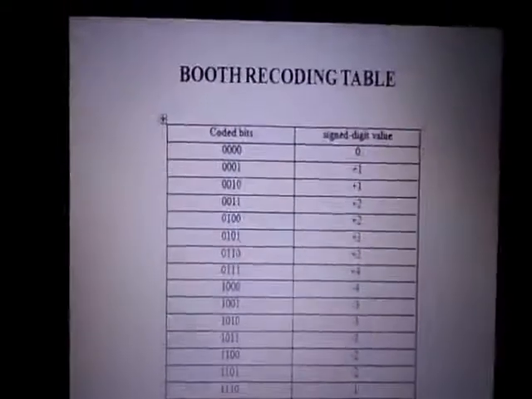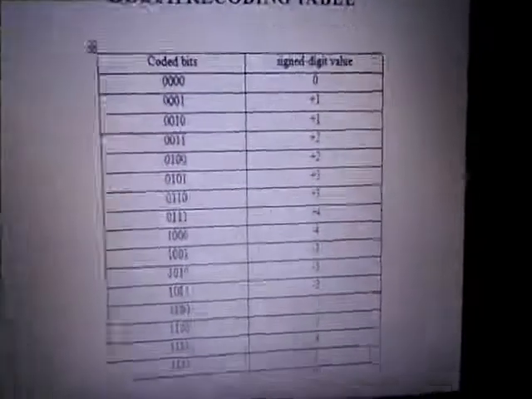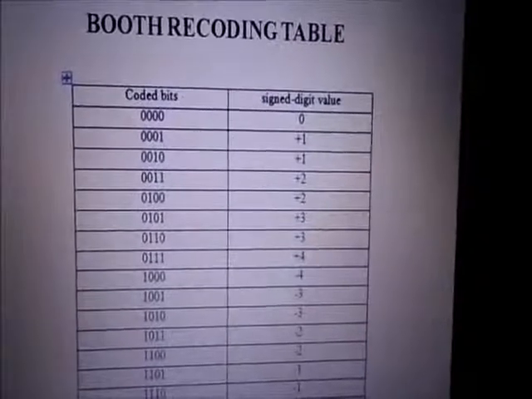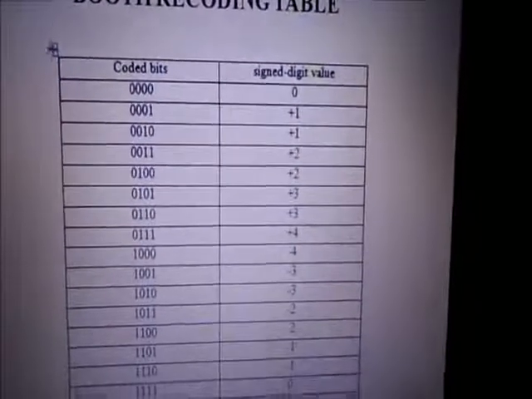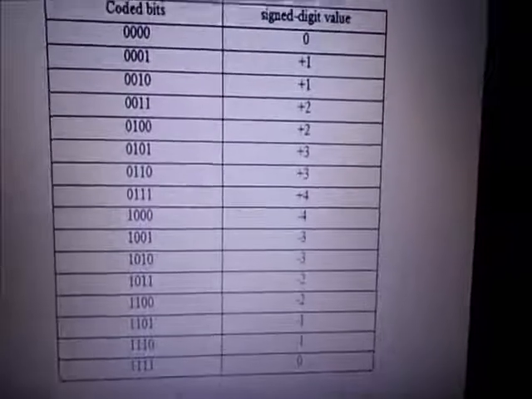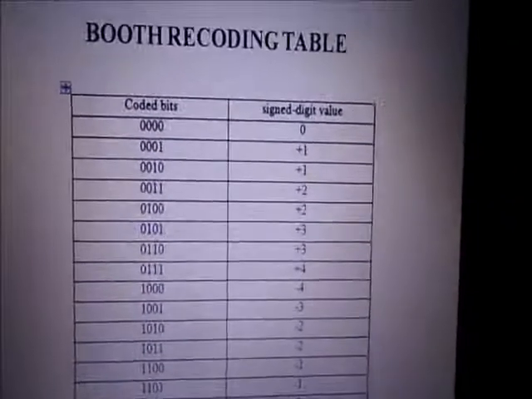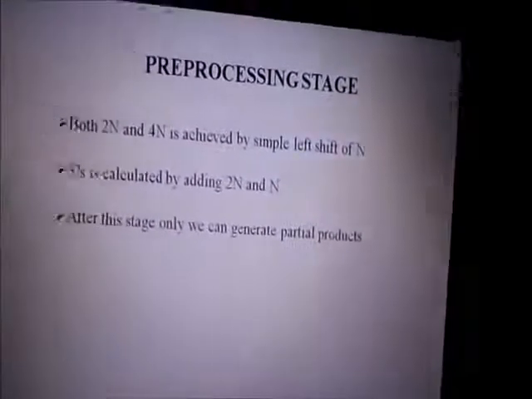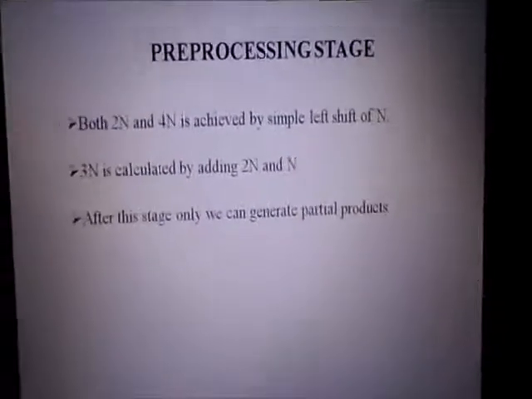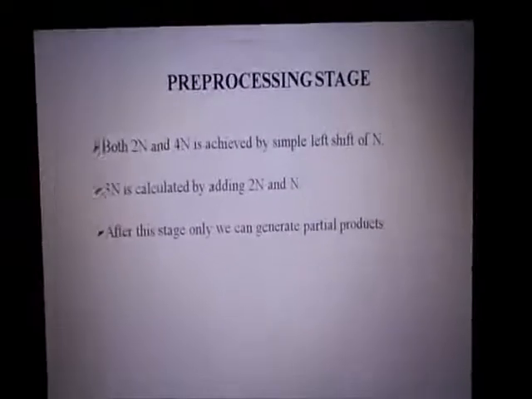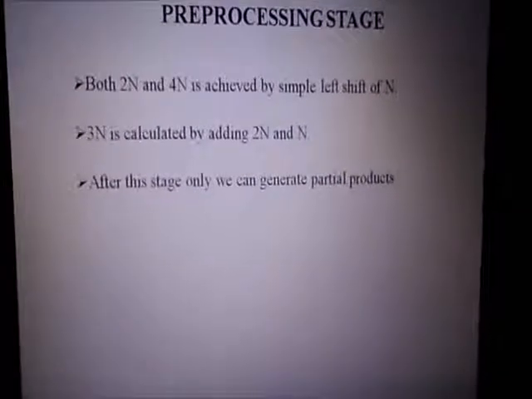This is the Booth recoding table for the Radix 8 values. These are the coded values, and the corresponding constant values for these coded bits. In the pre-processing stage, both 2n and 4n are achieved by simply shifting n to the left, and 3n is calculated by using 2n and n. After this stage, the partial products are generated.